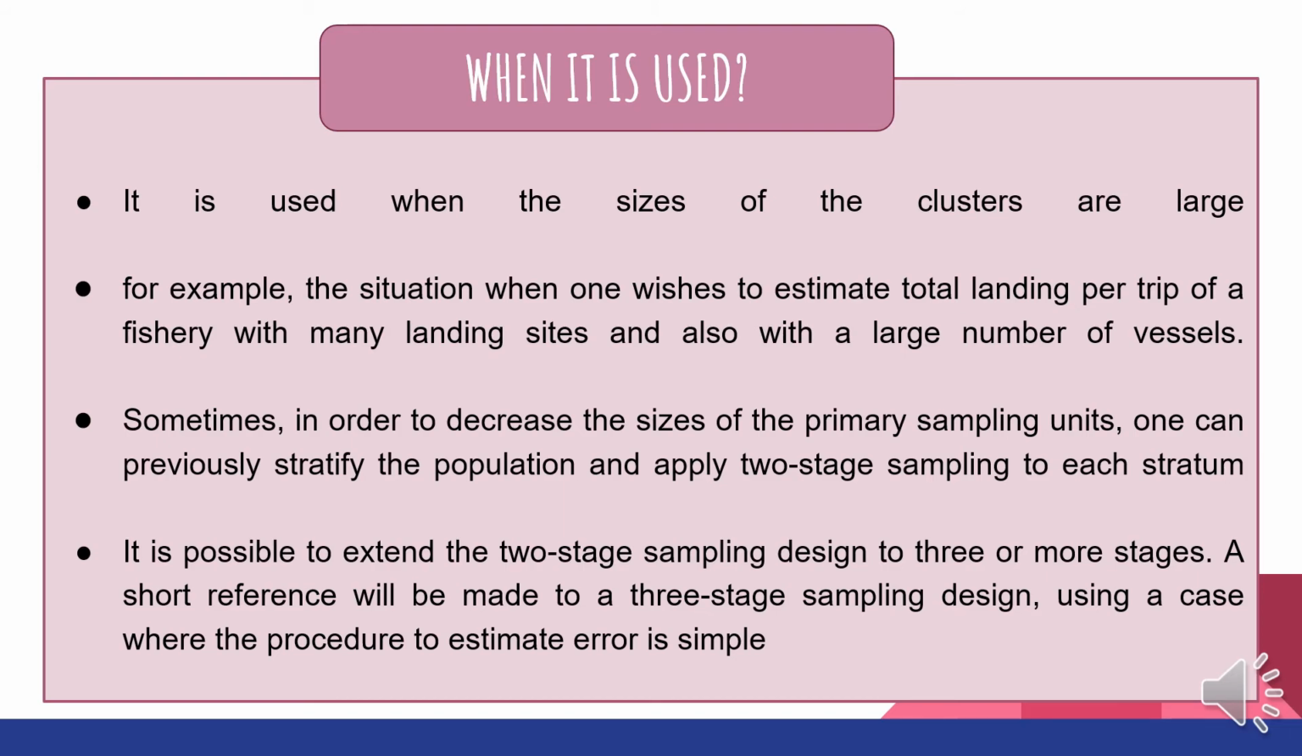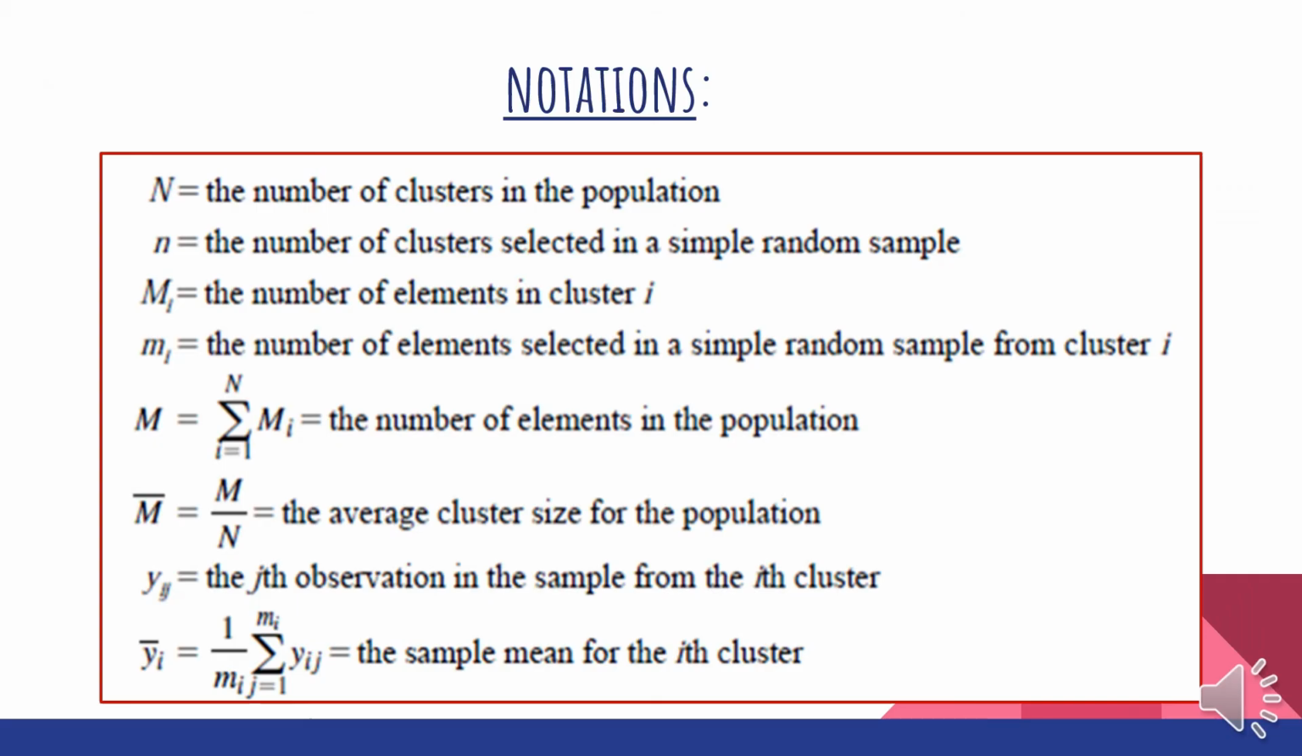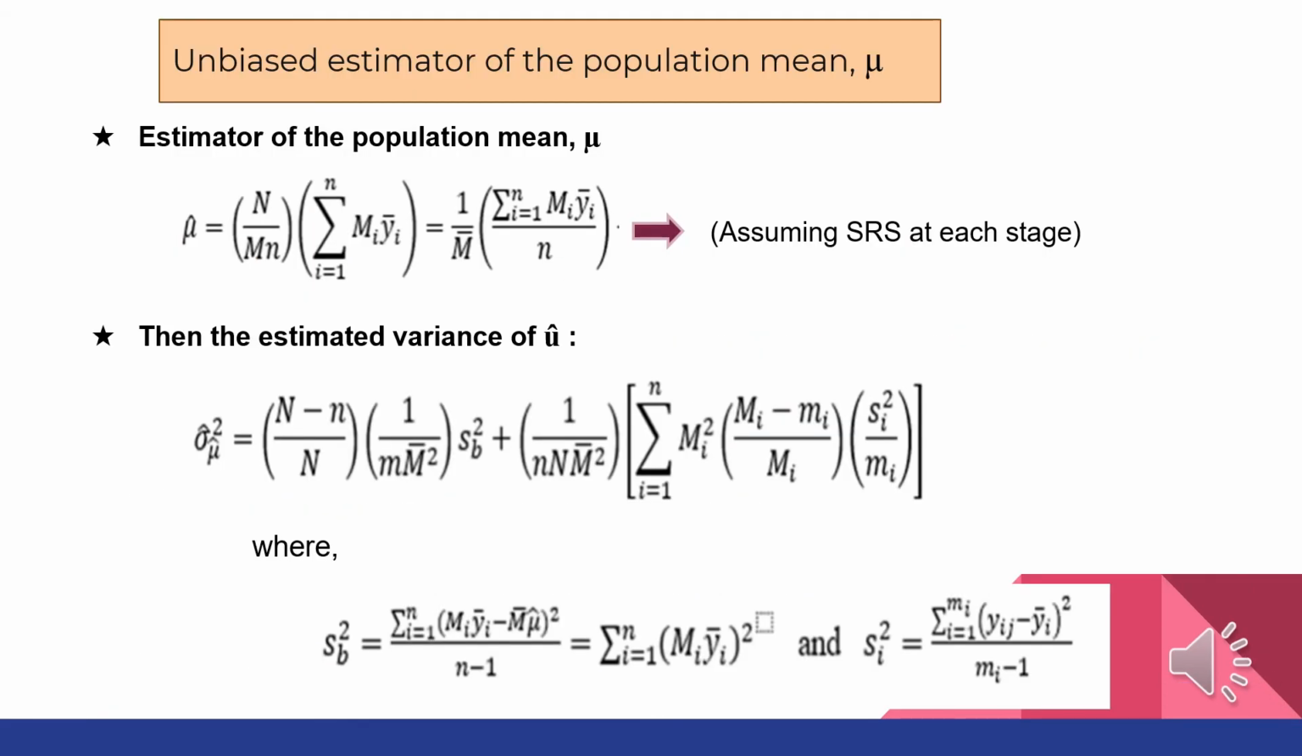It is possible to extend the two-stage sampling design to three or more stages. A short reference will be made to a three-stage sampling design, using a case where the procedure to estimate errors is simple. The notations: unbiased estimator of the population mean, estimator of the population mean, assuming SRS at each stage.